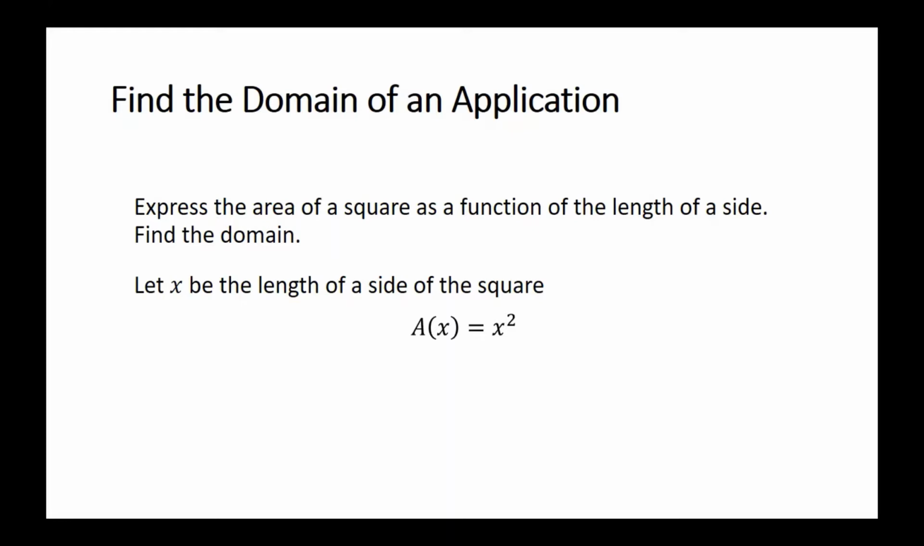But we have to take into account the application. In this case, x is defined as the length of a side of the square. The length of the side of a square cannot be negative, and it can't be 0. If it's 0, you don't have a square. So because of that qualification that this is the length of a side of a square, the domain is all x such that x is a real number and x is greater than 0. So basically that x is a positive real number.